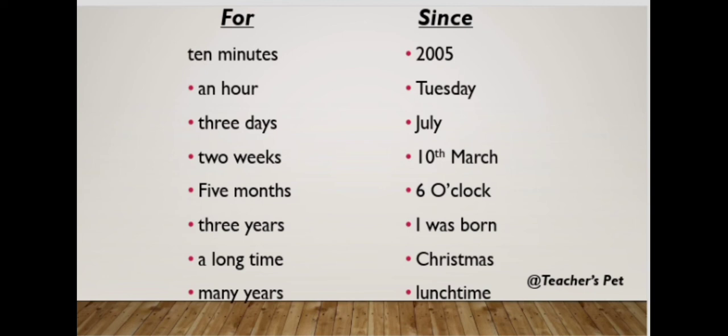Now I have a list of time expressions which shows where we use for and where we use since. The list for for: 10 minutes, an hour, 3 days, 2 weeks, 5 months, 3 years, a long time, many years. The list for since: 2005, Tuesday, July, 10th March, 6 o'clock, I was born, Christmas, lunchtime.